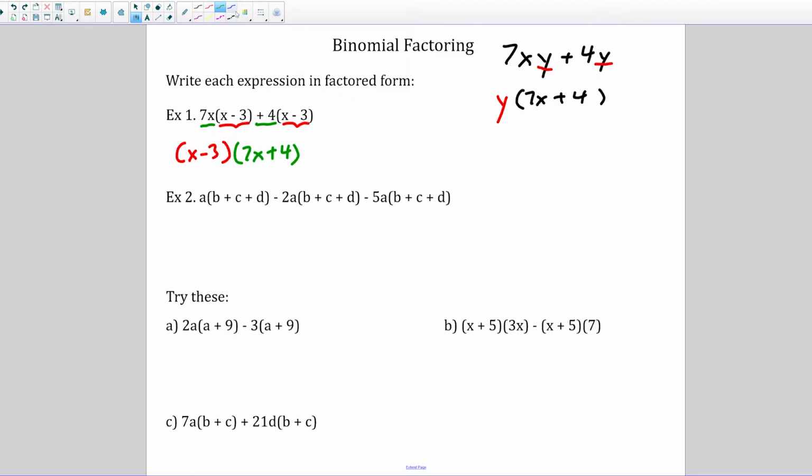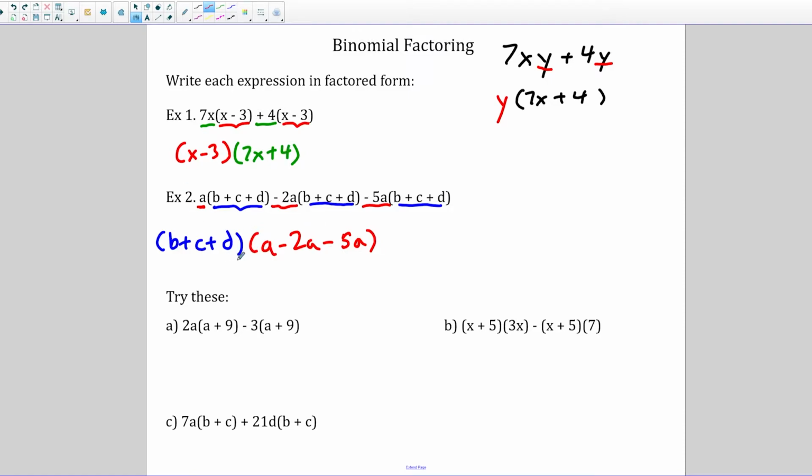We can do the same thing with a trinomial factor here. We know that the b plus c plus d is a common factor in each of these three. And what we're going to do is factor that out to the beginning. So b plus c plus d is my common factor. And what's left over is we have an a, we have a minus 2a, and then we have a minus 5a.